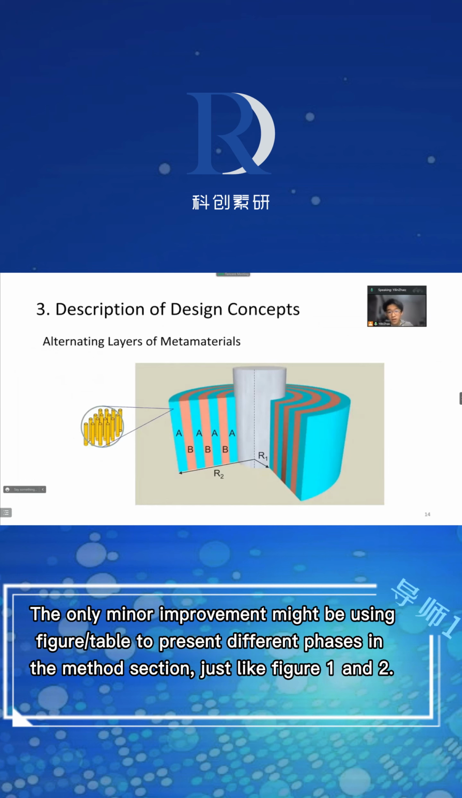So we have used alternating layers of metamaterials. This is a metamaterial that is realizable because it has two alternating layers, layer A and layer B. Each layer has a specific bulk modulus and density that is realizable, so that the whole metamaterial is evenly distributed with two kinds of materials.